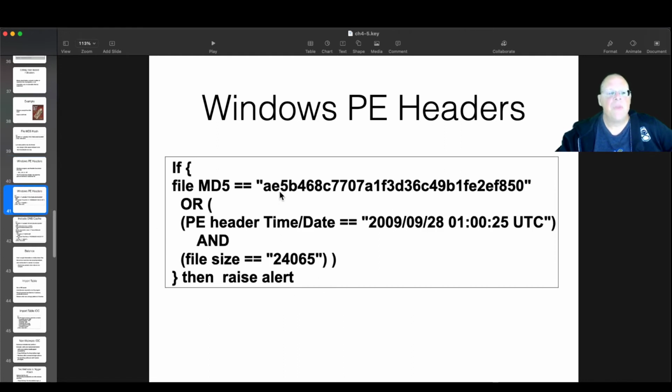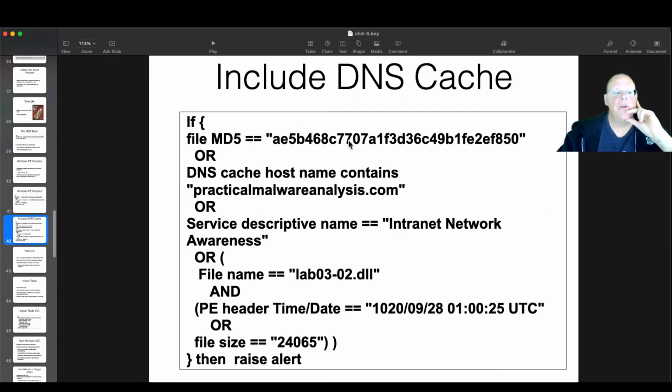And so you could do this. You could say if the hash is this, or if the header shows it was compiled on this date and it has that size, then raise an alert. That's a way to make it a little more broad, so that even if it was a little bit changed but still compiled at the same time and the same size, then it would alert. That might help. You could also try things like this.